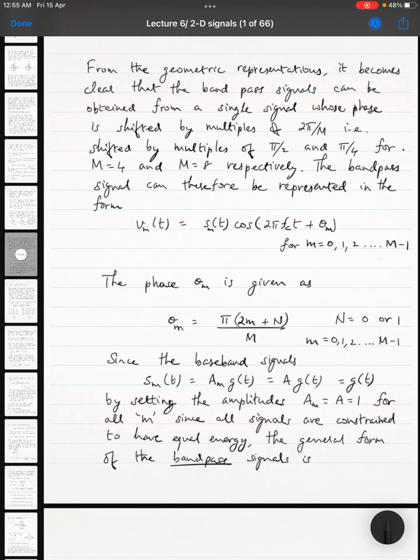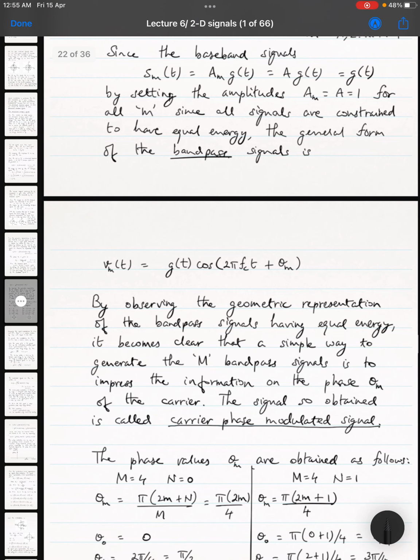So we are going to have this signal S m of t, which is nothing but our baseband signal A m g of t, and since we are choosing all the baseband signals to have equal energy, that means they all have equal amplitude, so we will have them as A. And since we have chosen A as equal to 1 for simplicity, our baseband signal is simply our baseband pulse of unit amplitude, normalized, g of t. So this g of t is multiplying this cosine of 2 pi f c t plus theta m, so that gives us our bandpass signals. So we have our bandpass signals v m of t, where each v m of t has a certain angle theta m.